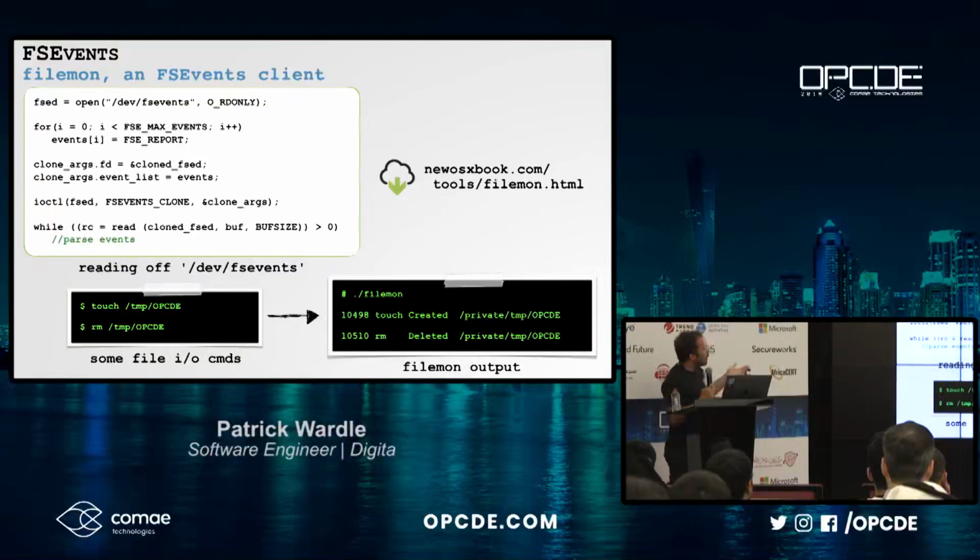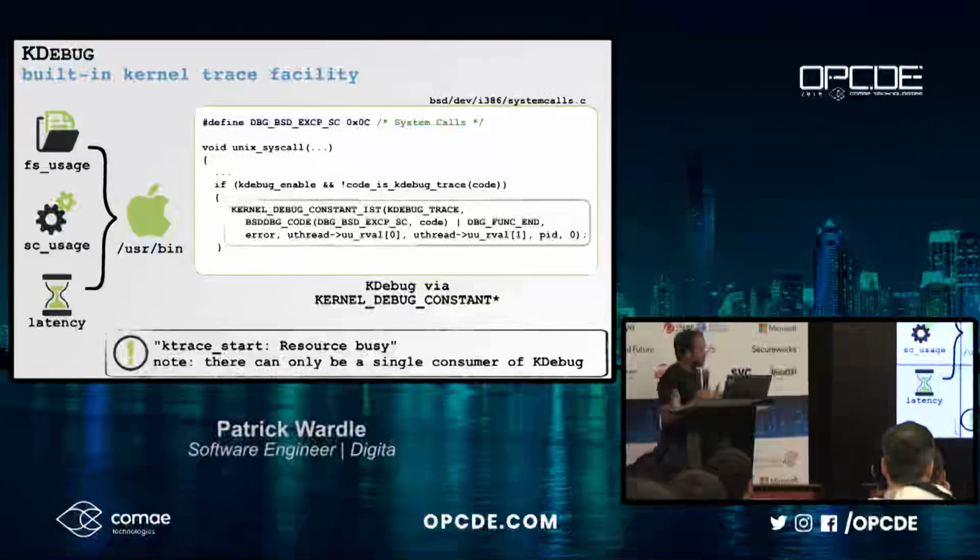We then clone the file descriptor, and at the very bottom, we enter a while loop just reading forever off this file handle. As these file I/O events come in, the kernel will deliver them to user mode via that file, and since we're reading off that file, we can consume and parse those events. At the bottom, for example, if I touch a file and then remove that file, running the filemon utility, we can see it detects the touch event and also the remove event. So again, pretty easy to write a fairly fully featured filemon utility using the FS events auditing mechanism.